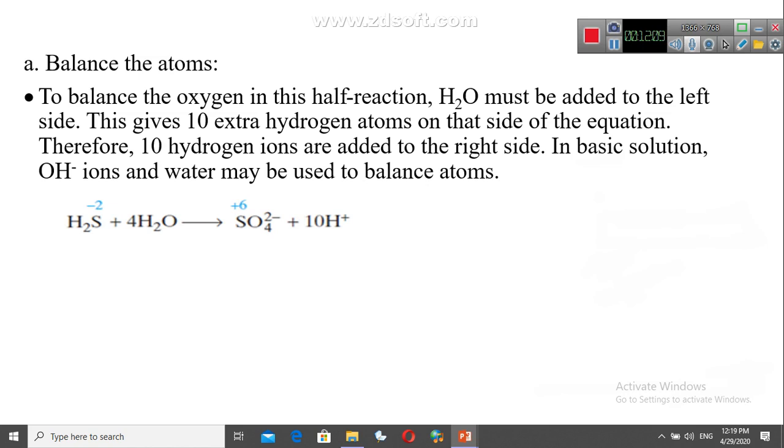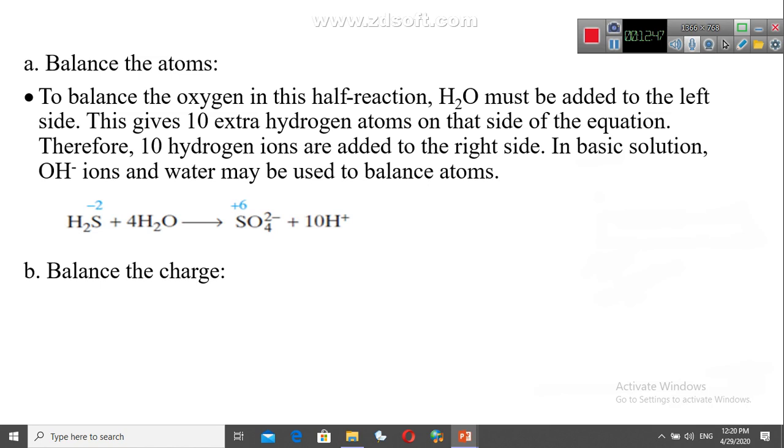If the question says to balance the half equation or the redox equation in basic solution, then instead of hydrogen ion we add hydroxide ion, and water may be used to balance the atoms. We balance the atoms on both sides, right and left.